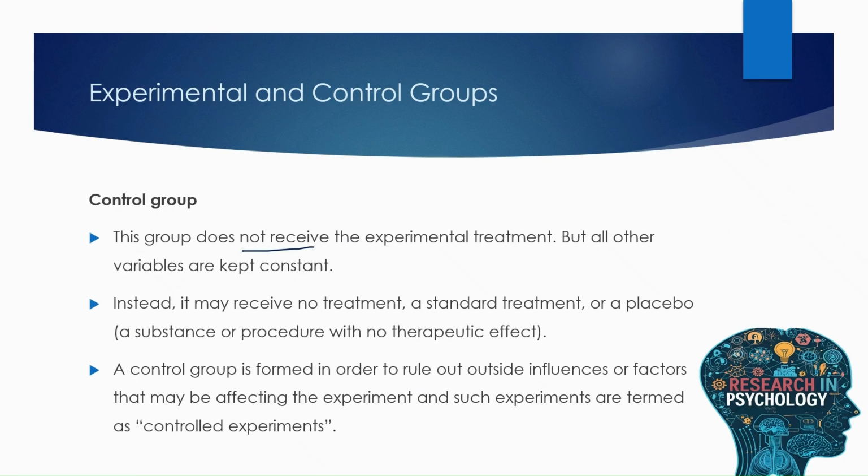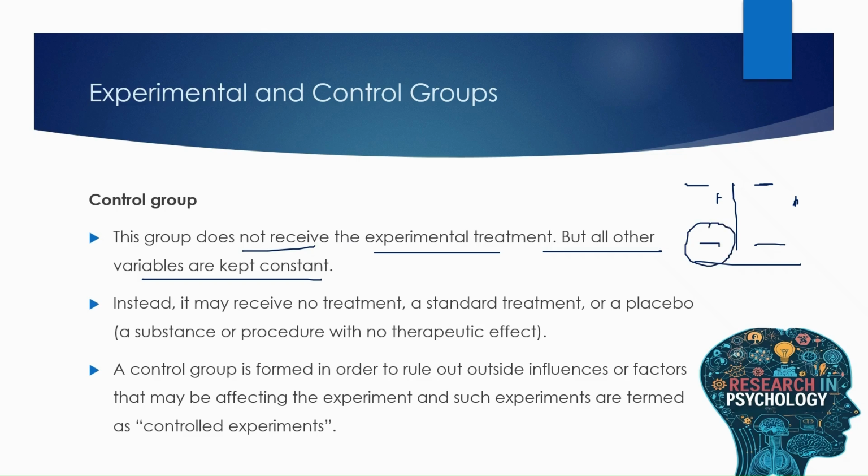This group does not receive the experimental treatment, but all other variables are kept constant, which means when I'm studying these two groups for their improvement in anxiety level, I'll be putting them in exactly the same environmental conditions. I'll be providing them the same kind of food, the same kind of entertainment, and everything else would be the same. Only the drug will differ. All right. So when I keep both of these environments constant and then study the result, I can make sure that whatever changes are happening are solely because of the drug and not because of anything that they are also getting. Right.